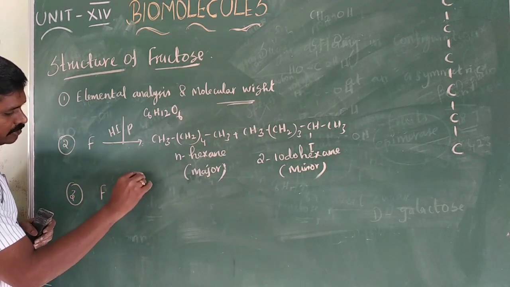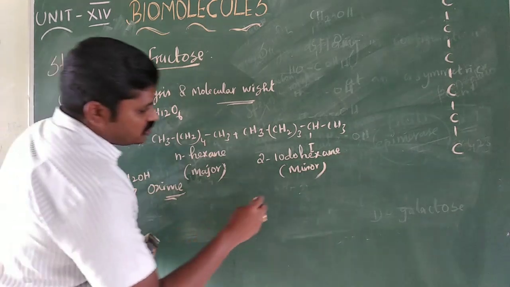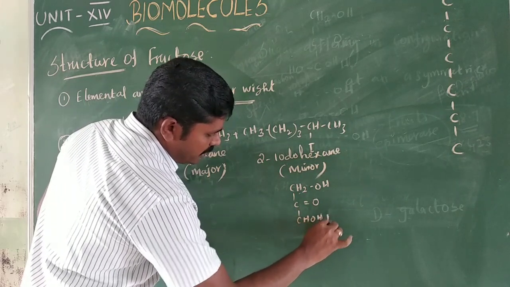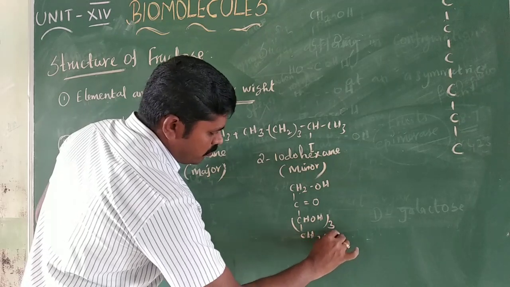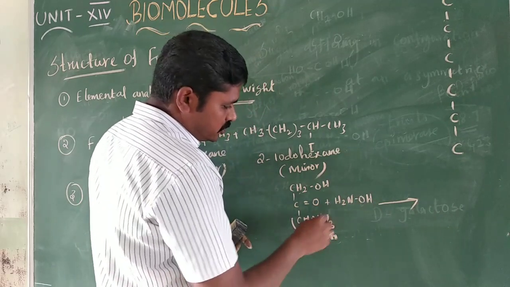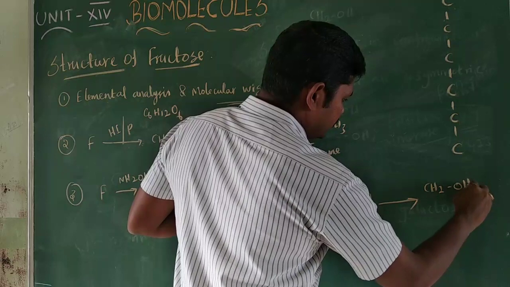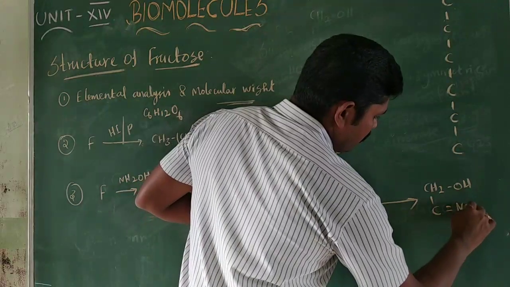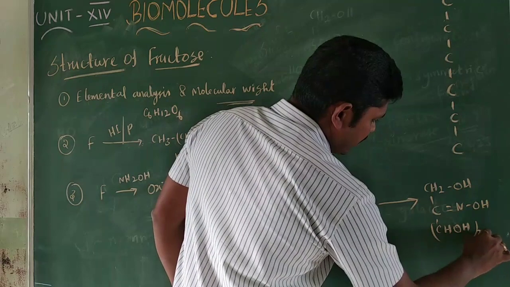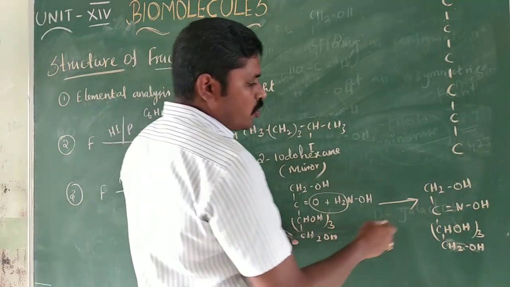Fructose reacts with hydroxylamine to give an oxime product. CH2OH, C double bond O, CHOH three times and CH2OH reacts with hydroxylamine; dehydration occurs, giving CH2OH, C double bond N bond OH, CHOH three times and CH2OH. The ketone oxime, fructose oxime.